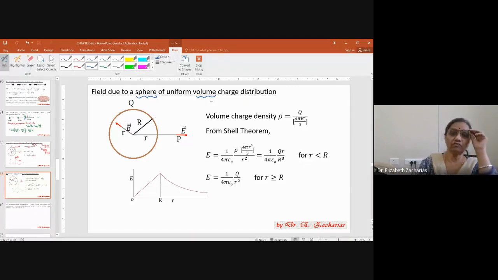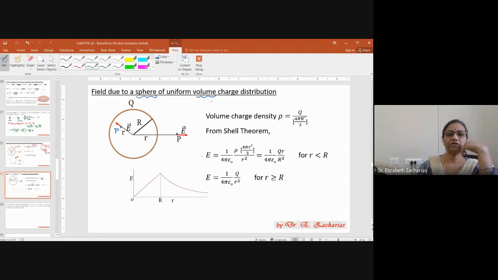So what is the first thing you have to do? You have to again find the electric field at two points: a point P inside the sphere and a point P outside the sphere. First of all, you have to write the volume charge distribution. Volume charge density rho is total charge divided by the volume of the sphere. Volume of the sphere is 4 by 3 pi capital R cube. Now we apply the shell theorem.